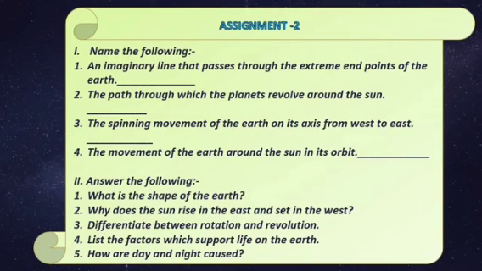Hope you are able to answer these questions. We will discuss the answers in the next class. In the coming class, let us learn about the moon and its phases, asteroids, meteoroids, and comets.